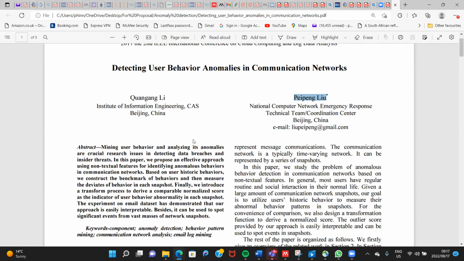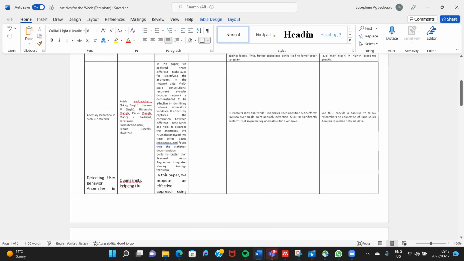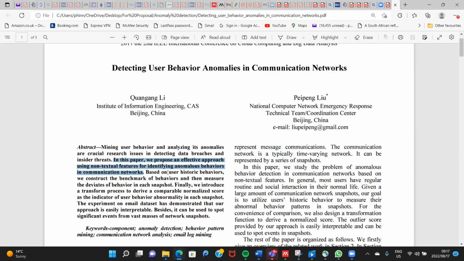It says that in this paper, now we are going to talk about the purpose of the study. In this paper, we propose an effective approach using non-textual features for identifying anomaly behaviors in communication networks. That is the purpose of the study, right? So you copy that one, and it is so with a number of papers. Any good paper would have indicated the purpose of the study.